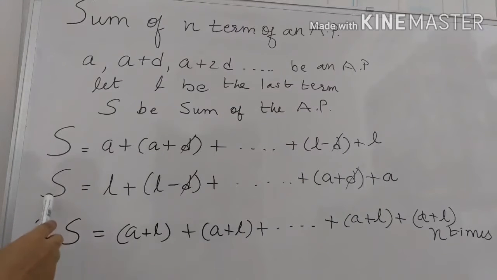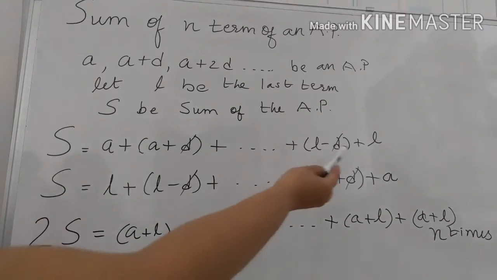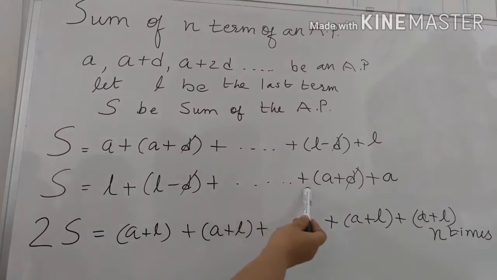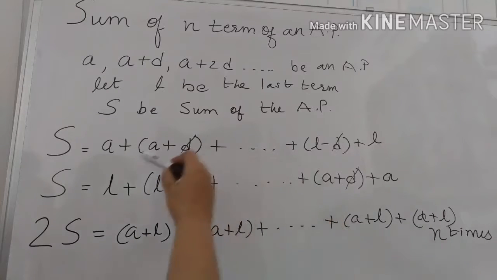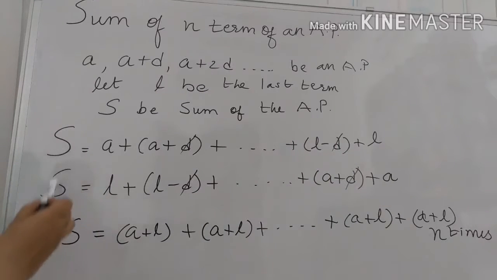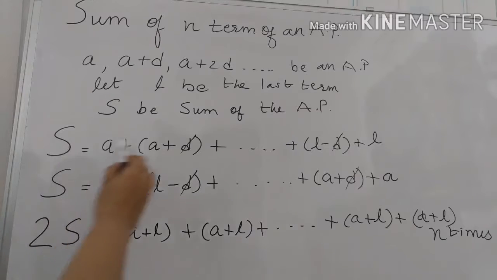Now the next S is in the reverse order of this. All the terms I have added, but the last term comes first. So S = L plus (L minus d) plus, and so on, plus (a plus d) plus a. So in reverse order, all these terms are added. Now on the left hand side, I take the addition of this first S and second S.